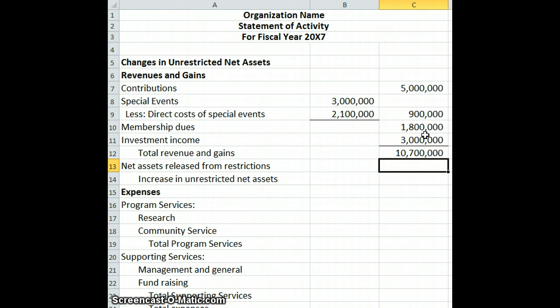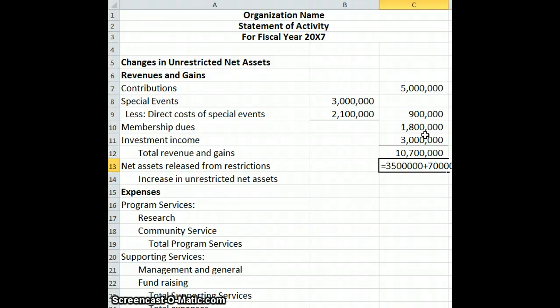So I'm going to add up this column, and we have $10 million of revenues, gains, and losses. Next, we're going to have our net assets released from restrictions. One of the things we have are expenses for research programs for which donor restricted resources are available. So we're going to have $3,500,000 of those types of expenses, plus we also have purchase of capital assets from donor restricted resources of $7 million.